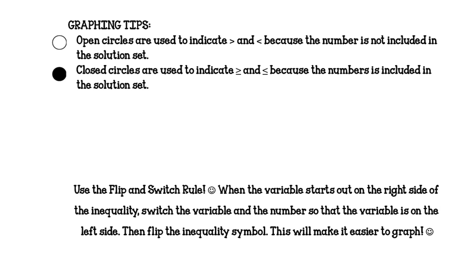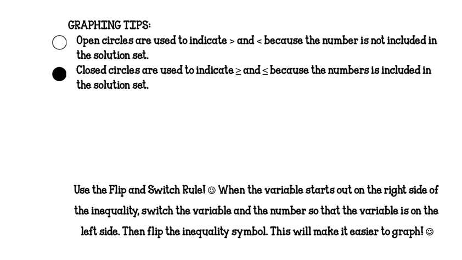Okay, just some graphing tip reminders: open circles are used to indicate a greater than or less than because the number is not included in the solution set. And a closed circle is used to indicate a greater than or equal to, and a less than or equal to, because the number is included in the solution set.